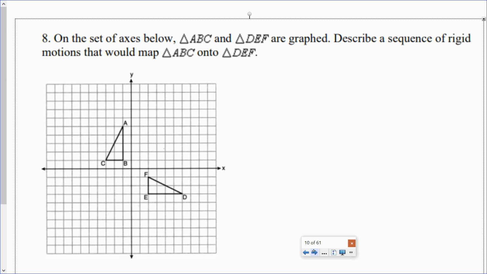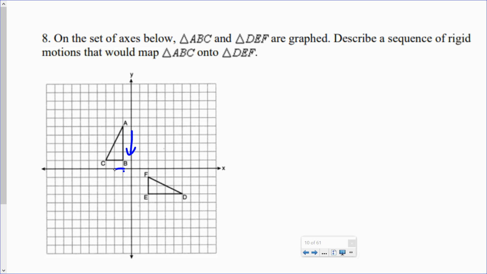Same thing, check for orientation. This one is going clockwise. DEF is also going clockwise. So since the orientation is the same, it is not a reflection, which means it's going to have to be a rotation.